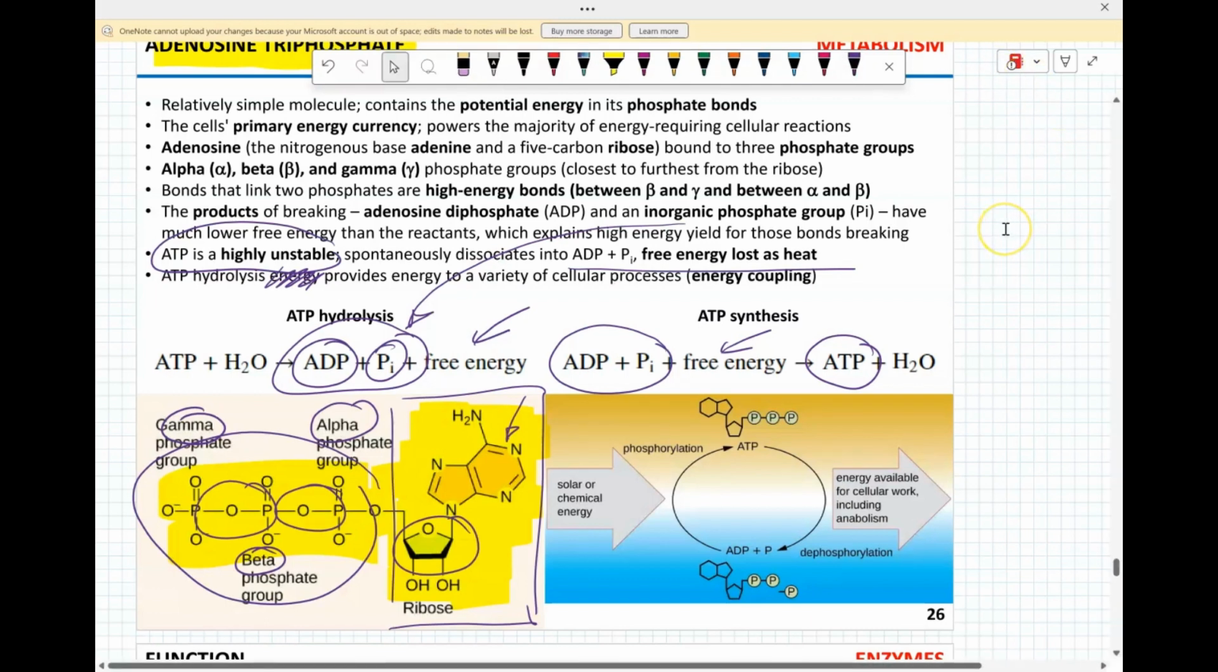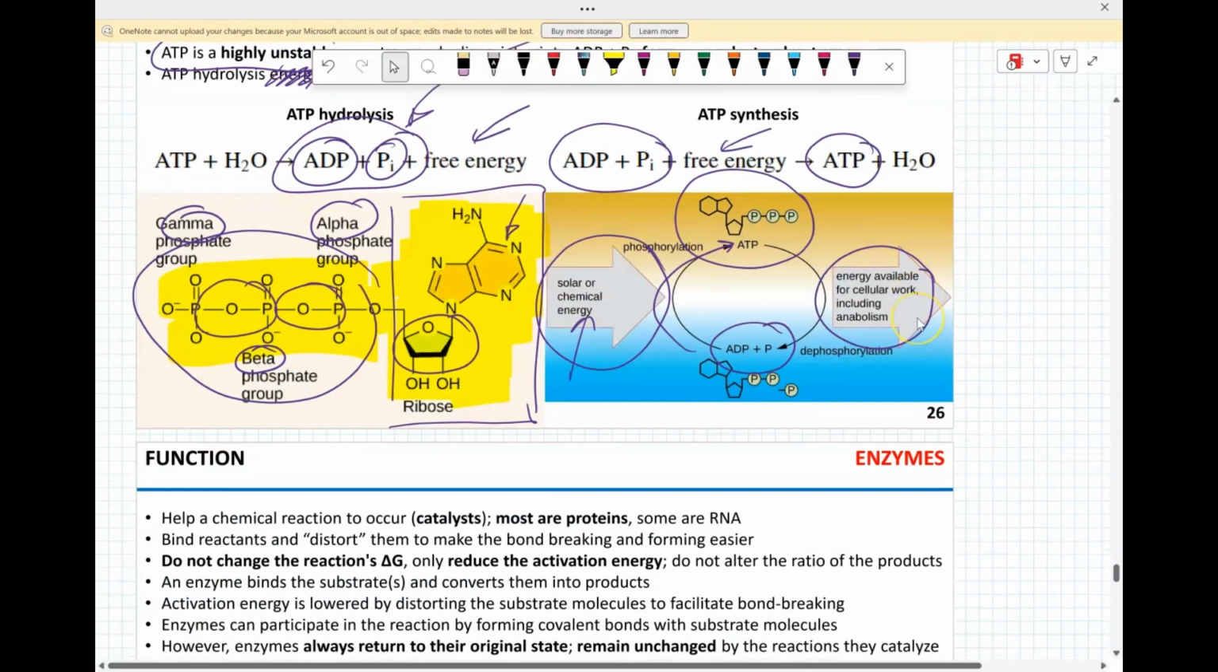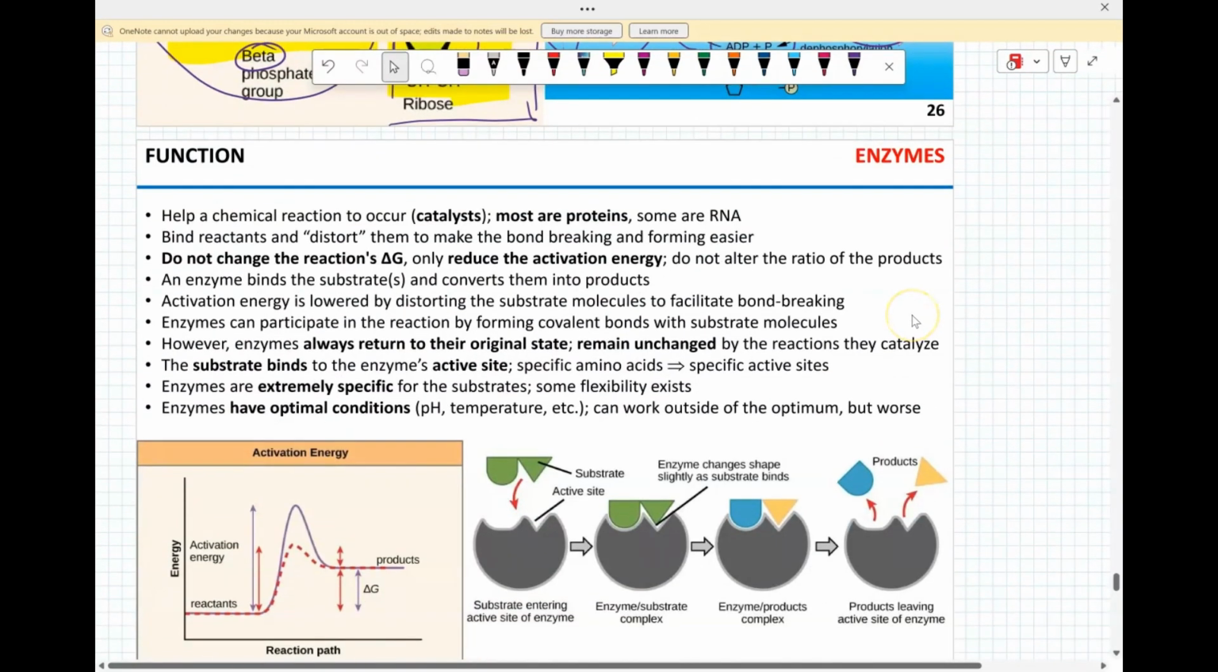You can see it here at the bottom. Solar or chemical energy facilitates the formation of ATP. Energy stored in the phosphate bonds of ATP is used for cellular work, for instance, anabolic reactions. When this energy is used, ATP is hydrolyzed into adenosine diphosphate and phosphate. These 2 components are then recombined into ATP with the input of energy, and the cycle continues over and over.